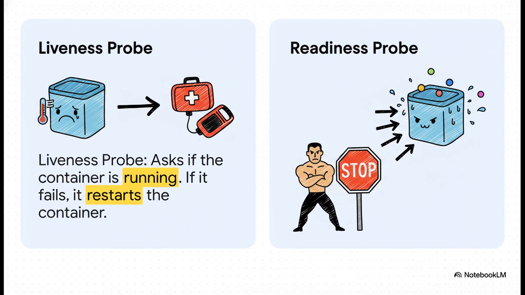But then you have the readiness probe, which asks something a little more subtle. It asks, hey, I know you're running, but are you maybe too busy to handle new requests right now? If that one fails, Kubernetes acts like a bouncer at a packed club. It just stops letting new people in, new traffic, until the app says it's ready to go again. It doesn't kill it, it just gives it a break.